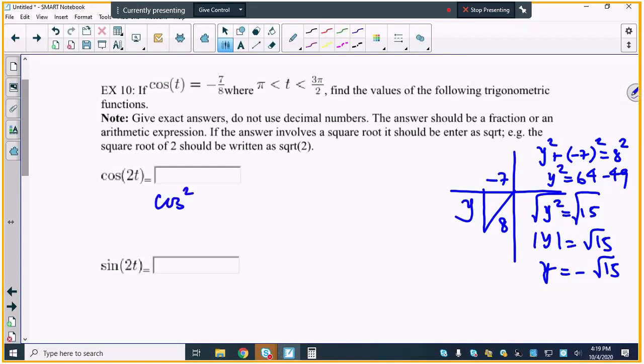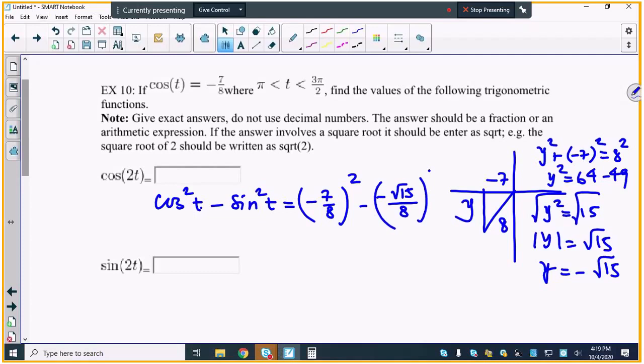Cosine 2t is cosine squared t minus sine squared t. So that is equal to, cosine t is given, -7 over 8, squared. Sine squared t will be opposite, which is negative square root of 15 over hypotenuse, which is 8, squared. And then simplify. So you get 49 over 64 minus 15 over 64, which is going to be 34 over 64. And I can divide both top and bottom by 2 and get 17 over 32 as cosine 2t.